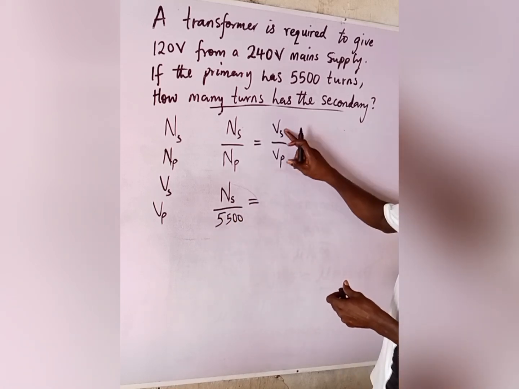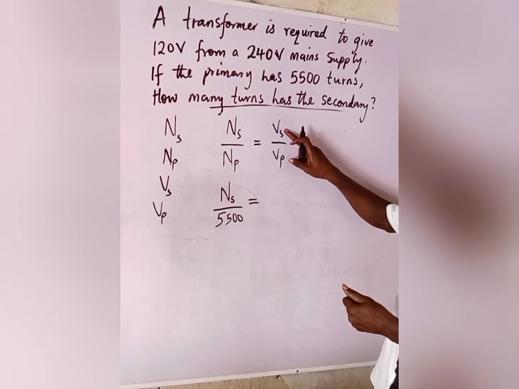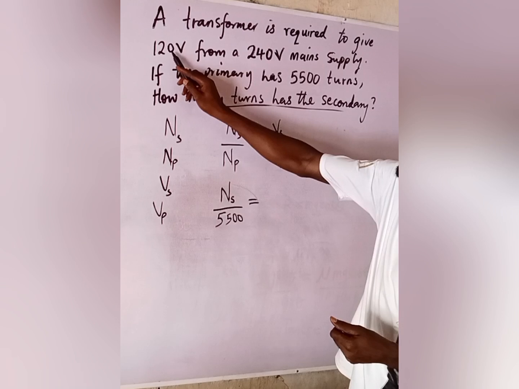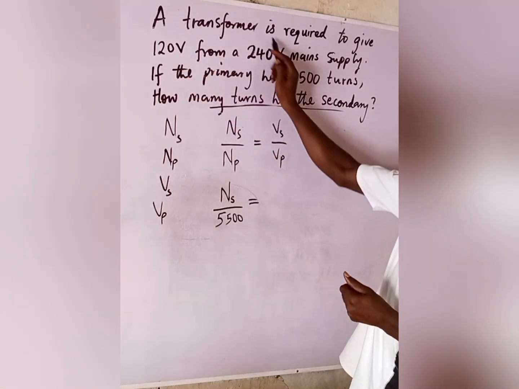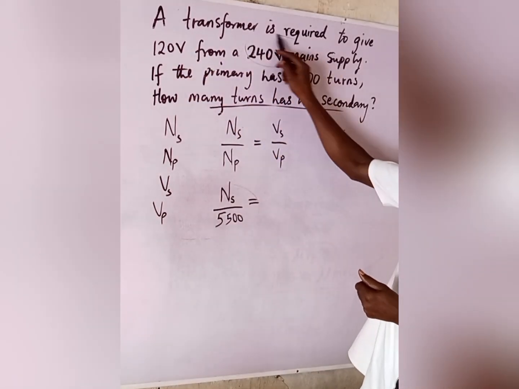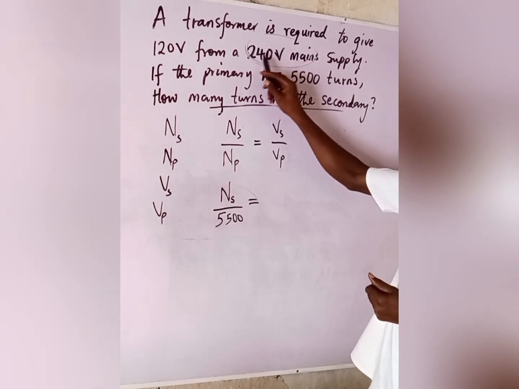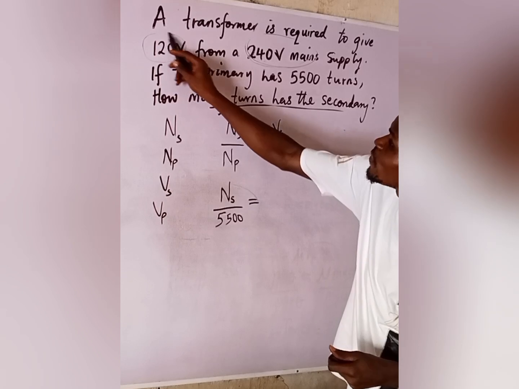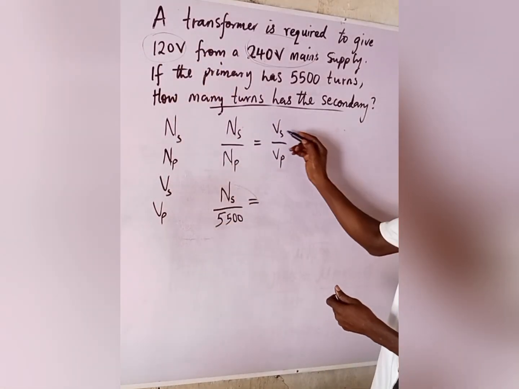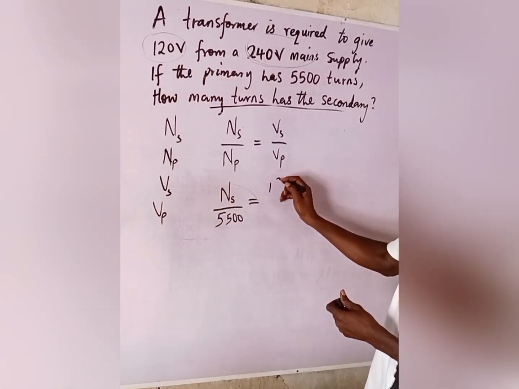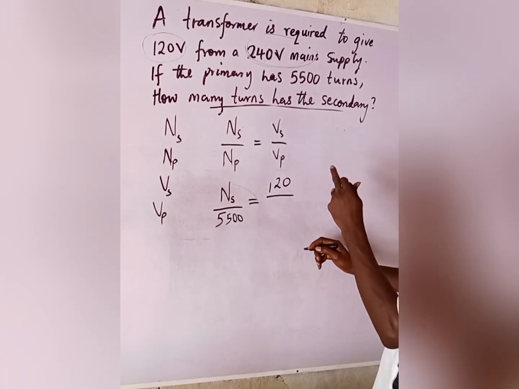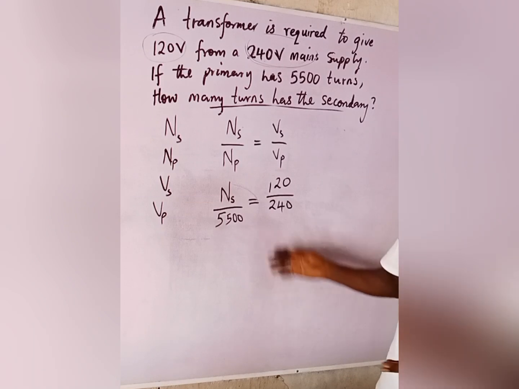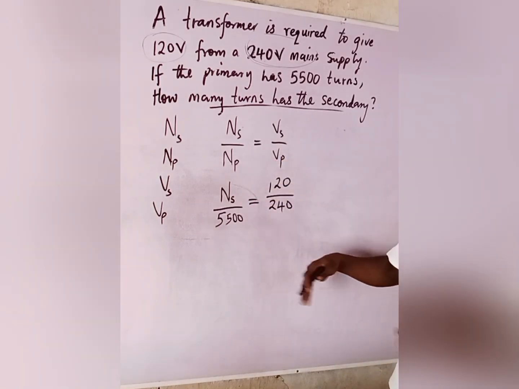This is equal to the voltage in the secondary section. They said a transformer is required to give 120 volts. The 240 volt mains is for the primary, and this 120 volts is for the secondary. So representing it, we now have 120 here, then the other one, we now have 240.